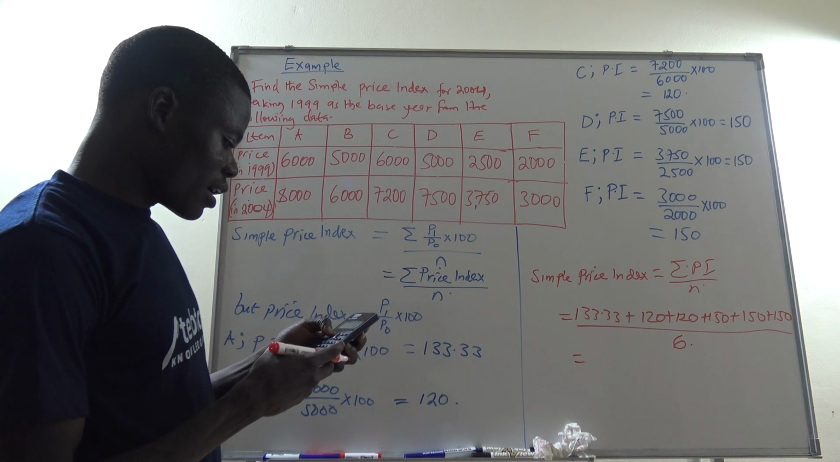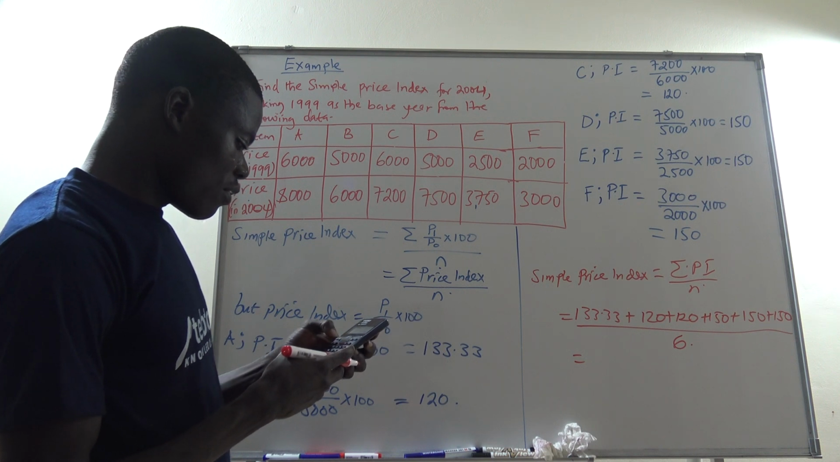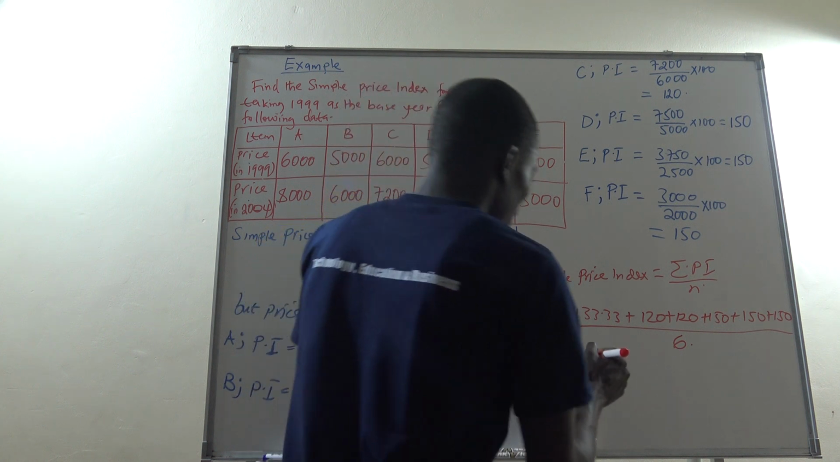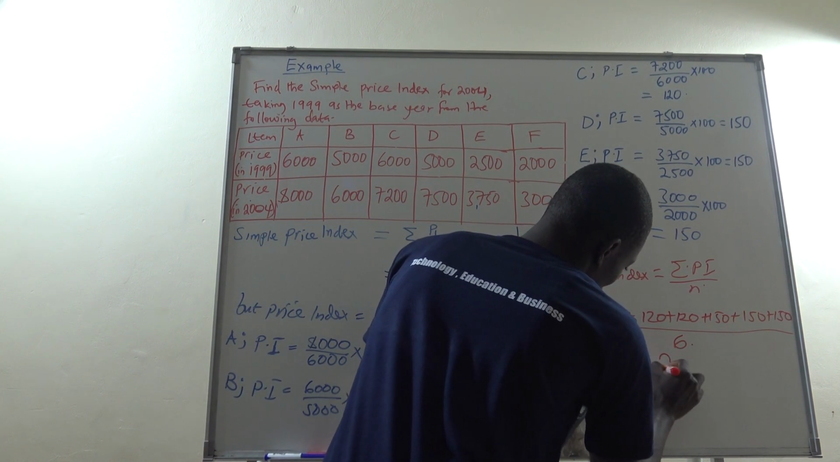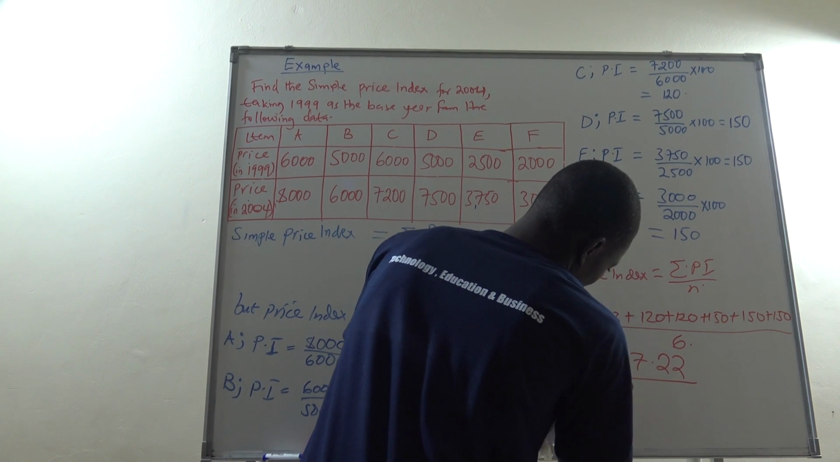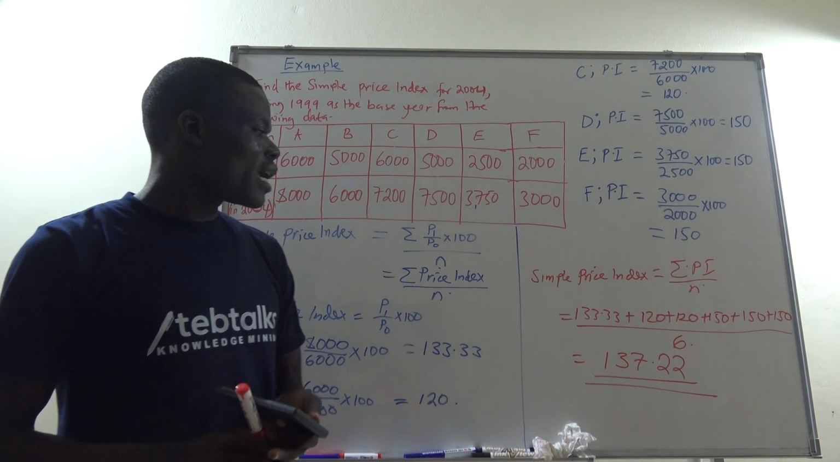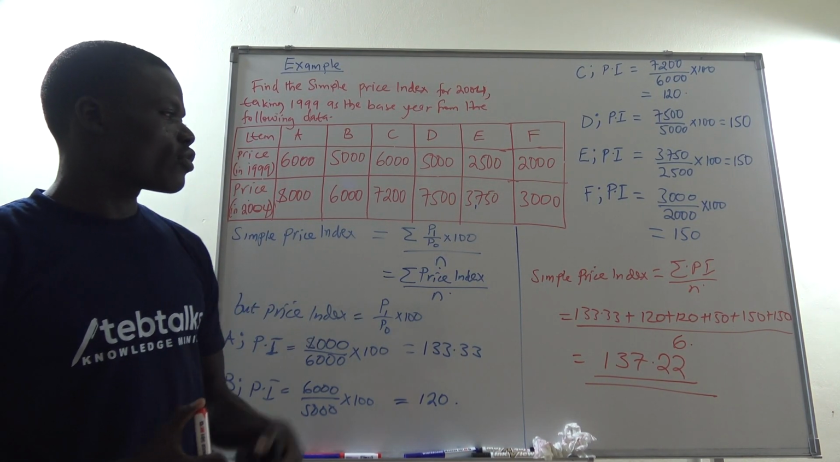Confirm that what you have pressed is correct. So when you divide by 6, you get 137.22. So this one becomes our simple price index. Sometimes they may ask you to find the simple average price index, which is also the same.